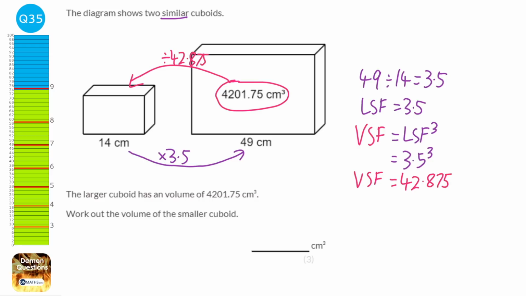On our calculator, we're going to do 4,201.75 divided by the 42.875, and we get the answer 98.